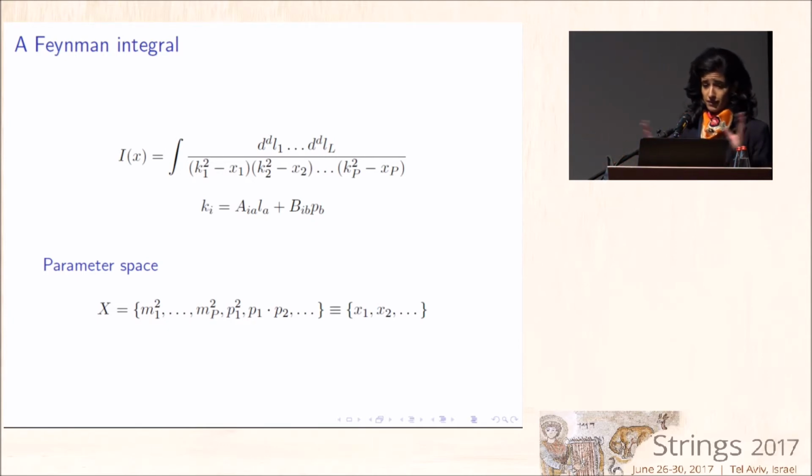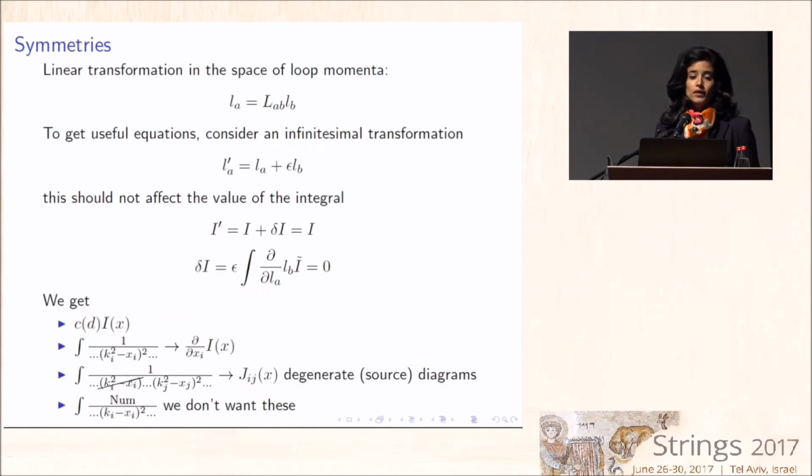Let me denote this set of parameters by x, and we shall call this, you'll see why later, the parameter space of the diagram. So as physicists, we always look for symmetries, and one obvious symmetry of the Feynman integral is performing linear transformations in the space of loop momentum.